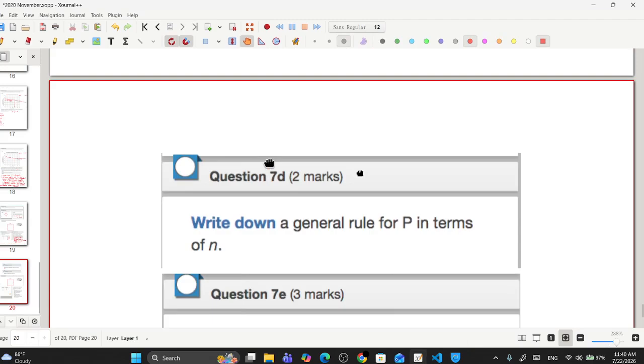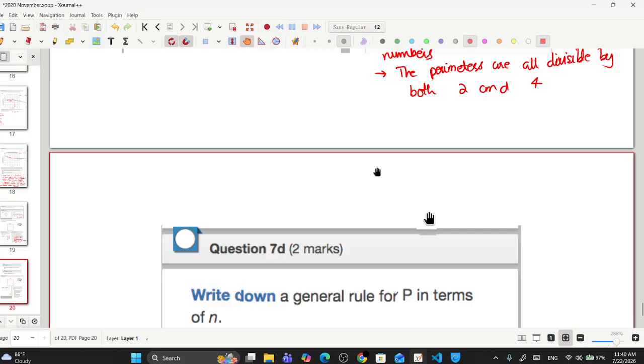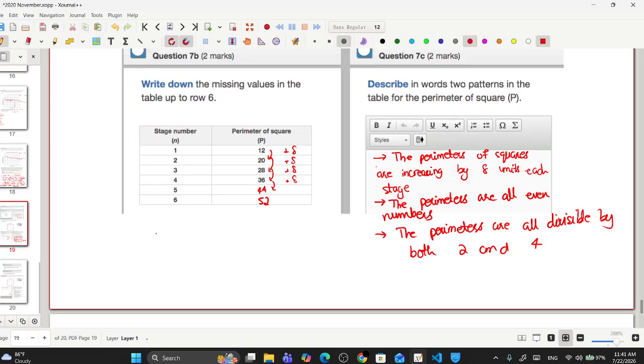Write down a general rule for P in terms of N. Alright. So P is basically the perimeter, right? So we have the sequence being written in the form of 12, 20, 28, 36, and so on. And this is a linear sequence.